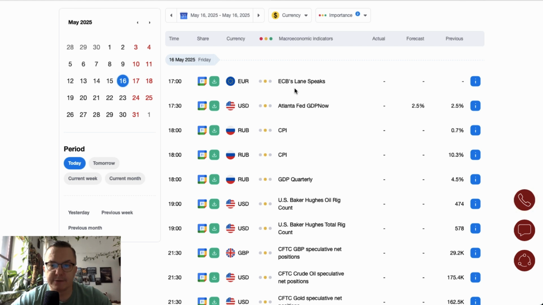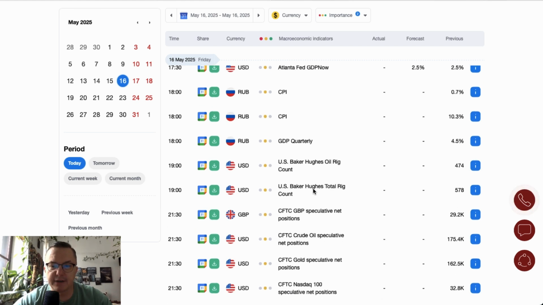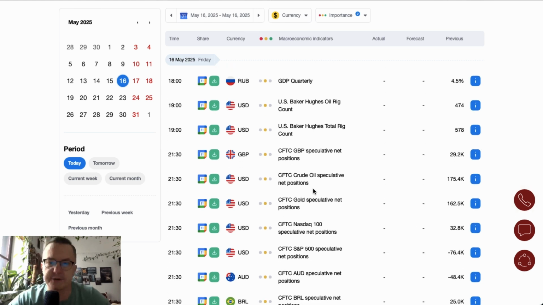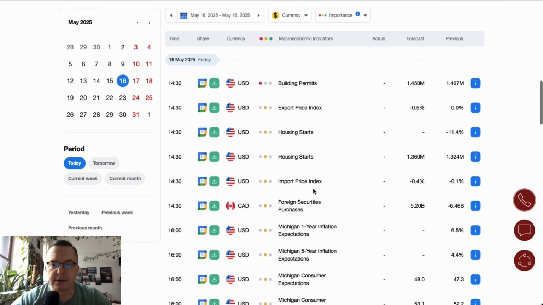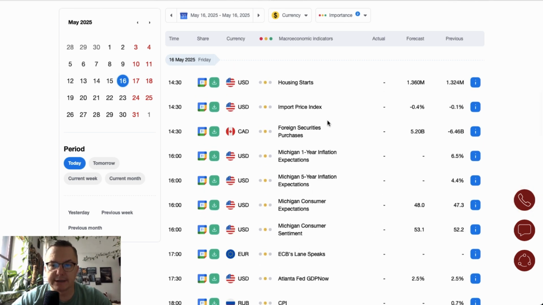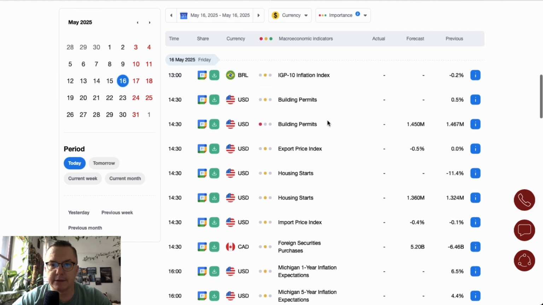Then we have a speech from ECB's Lane. Atlanta Fed GDPNow is scheduled for release at 5:30, and at the end of the day we get US Baker Hughes oil rig count and total rig count scheduled for release at 7 o'clock. It looks like the US session is way busier and richer in data releases, so volatility might kick in during the US trading session.